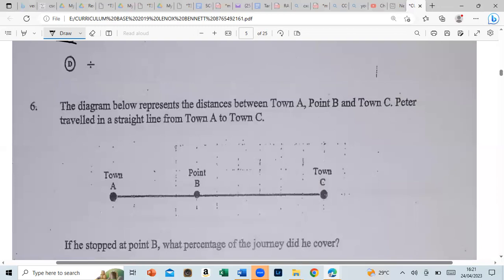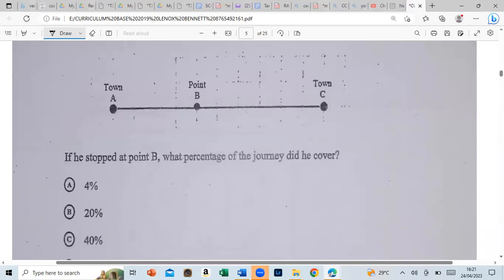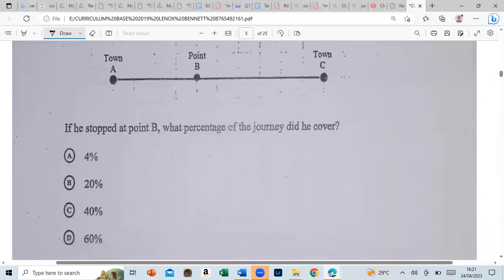The diagram represents the distance between town A, town B, and town C. Peter traveled in a straight line from town A to town C. If he stopped at point B of the journey, what did he cover? Is it 4%, 20%, 40% or 60%? Based on that, we can know that it's about 40%.